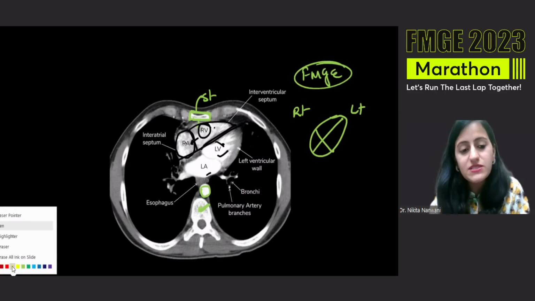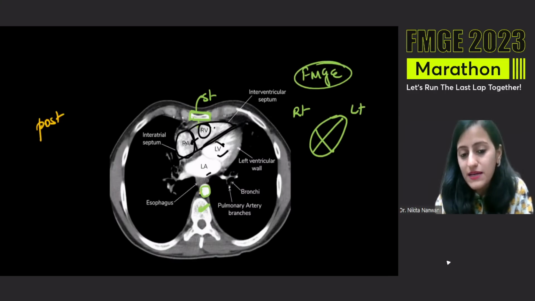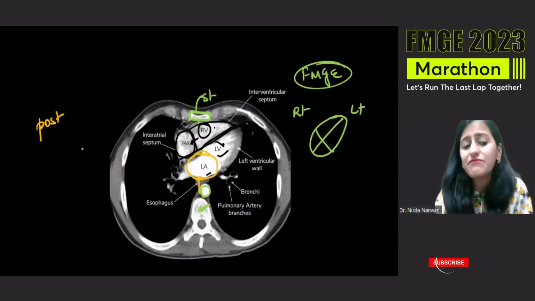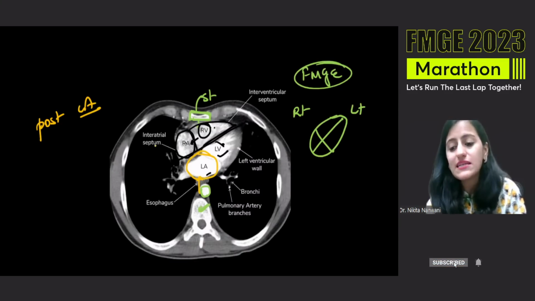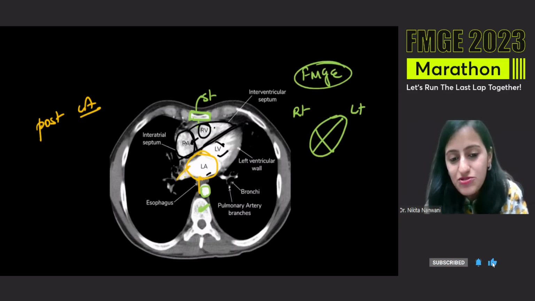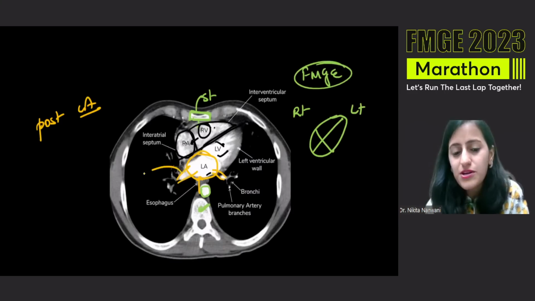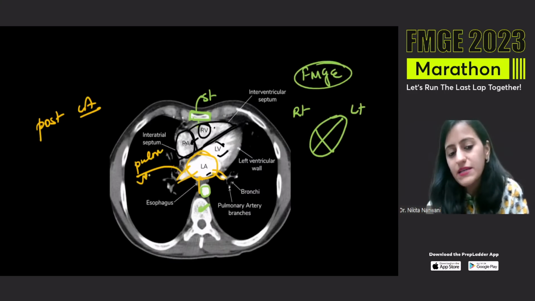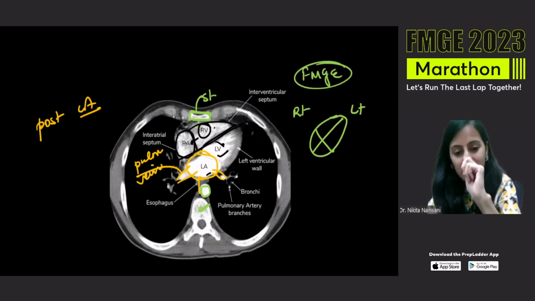So which is the posterior most chamber of the heart that we are seeing here? That's the left atrium. Posterior most is the left atrium. You can see these structures going into the left atrium. These would be the pulmonary veins.